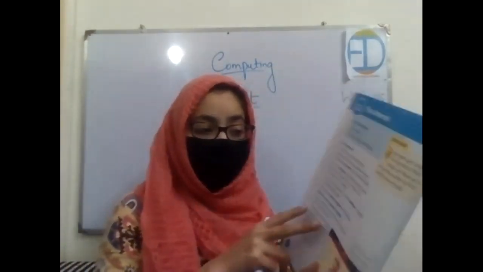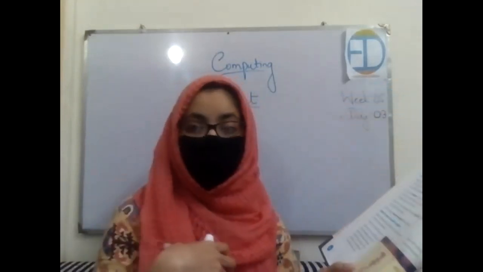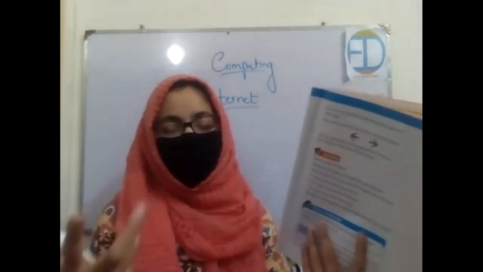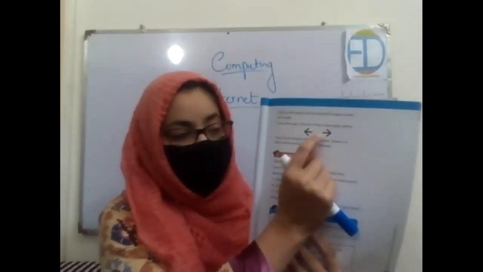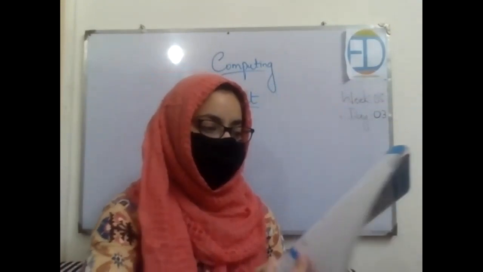We have talked about how to use a search engine, and I have shown it to you. You can use any browser. I used Google for that. In your book, the browser is Kindle, right? You might be using something else as well. And we have already talked about the two arrows as well. This arrow takes you backward, and this takes you forward, right?